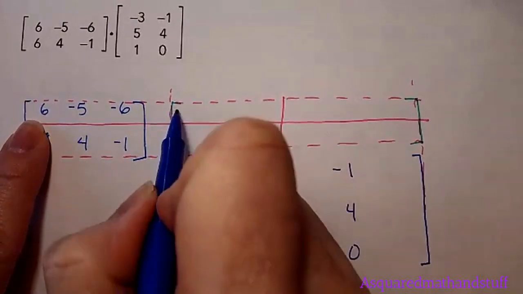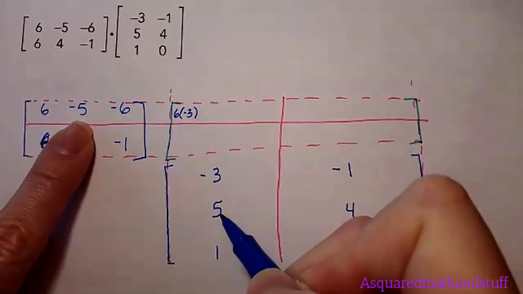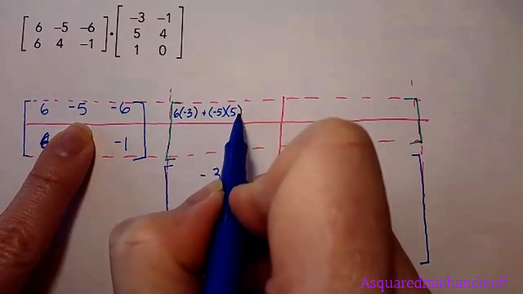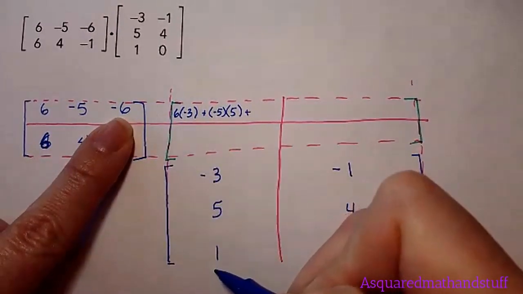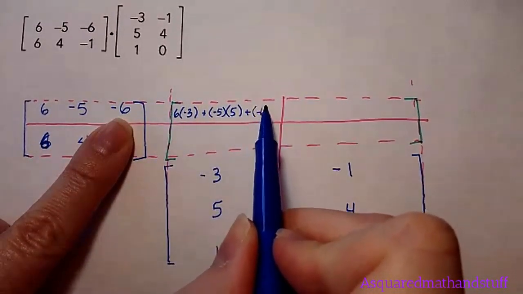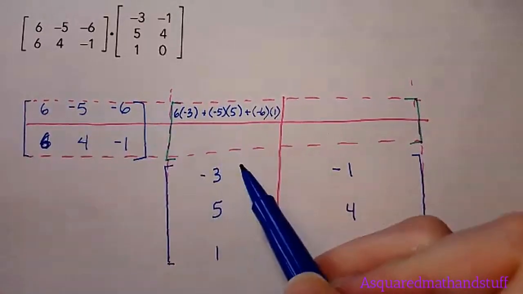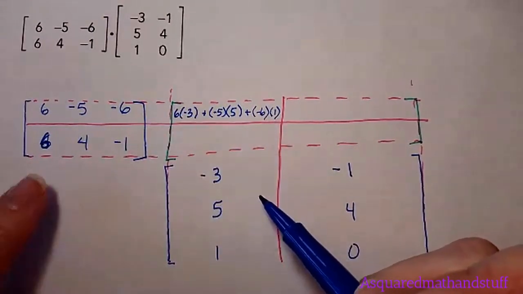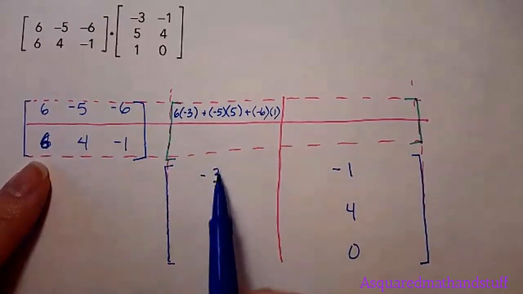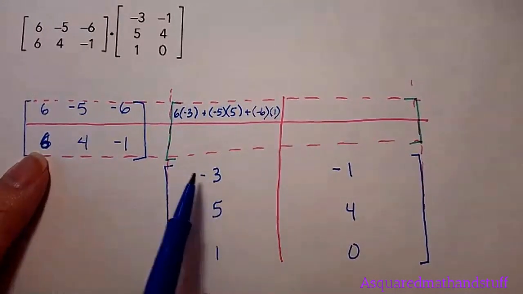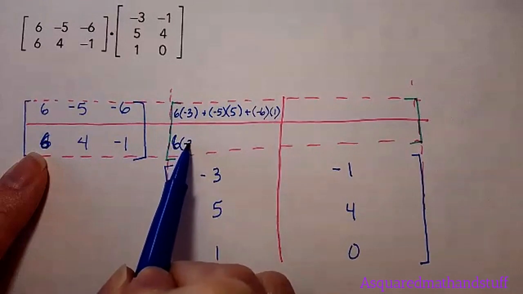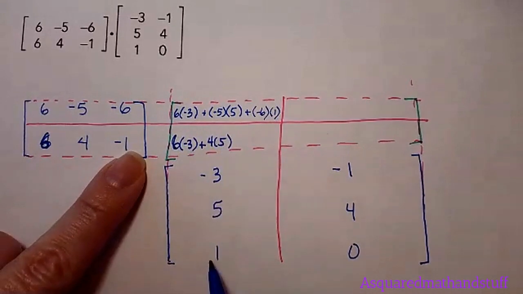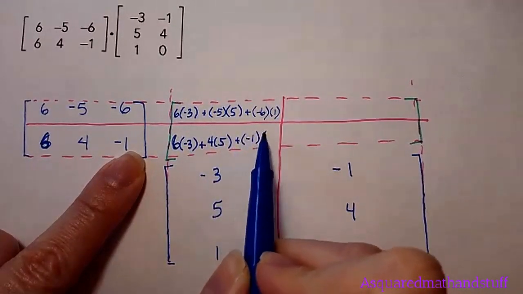So 6 times -3, -5 times 5, we have to add the products, and then plus a -6 times 1. So that's our row 1, column 1, and it helps me to understand that it goes in that position with this grid system. So let's do row 2, column 1. 6 times -3, 4 times 5, and then plus a -1 times 1.